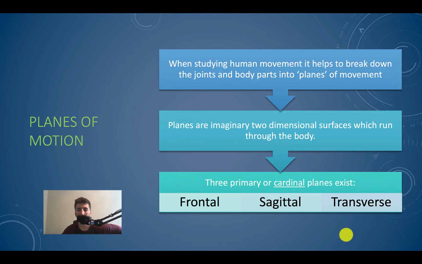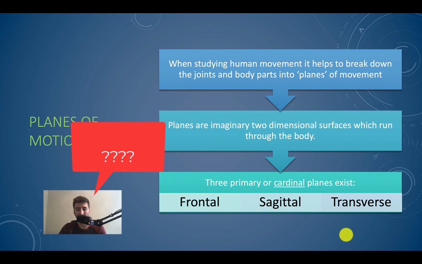Getting into the reference planes of motion and axes of rotation, what we really need to try to do is imagine... What I'm going to ask you to do is really difficult. I'm going to ask you to imagine a two-dimensional surface that's running through the body inside of the three-dimensional shape.